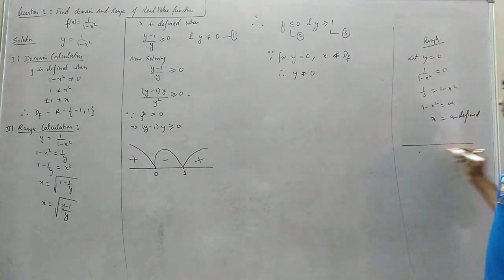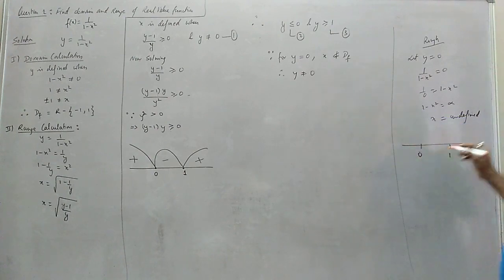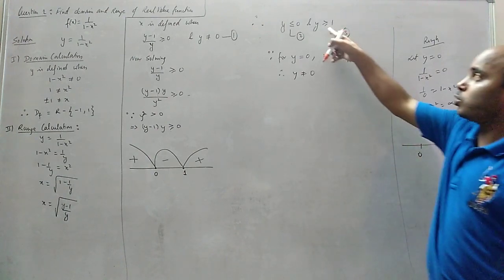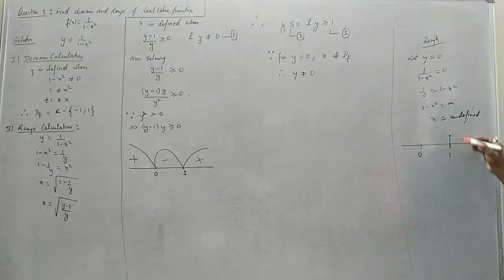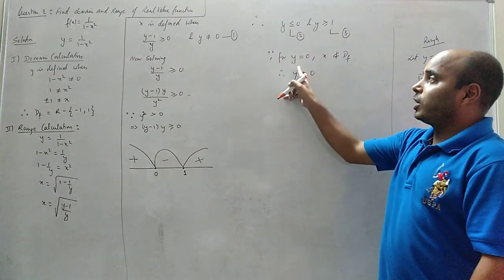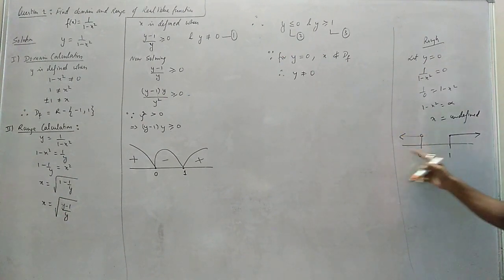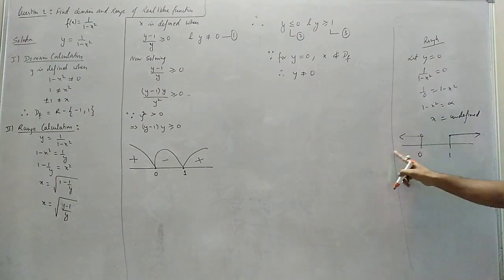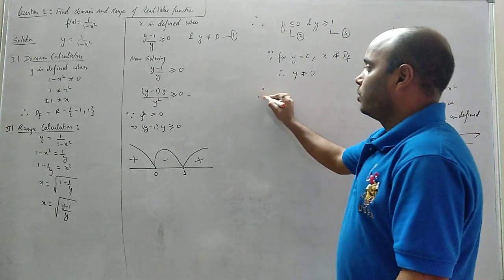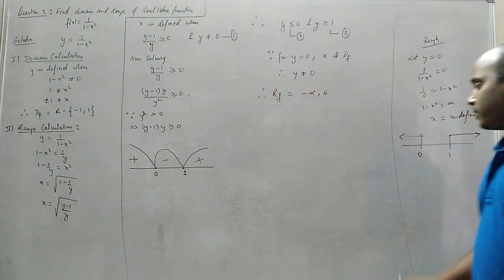So let's see. 0, 1. Greater than or equal to 1. Which side? This side. Greater than or equal to 1. Clear? Less than or equal to 0, equals we cannot take. That means we will not make dark this side. That means minus infinity to 0. Therefore, what is the range? Minus infinity to 0.